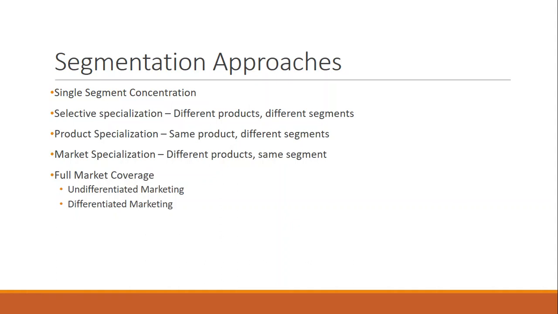So for example, if you are a boiler manufacturing company, you pick your segment as steel making factories and you stick to them. That's it. There's nothing else to be talked about. The second is selective specialization, which is different products in different segments.